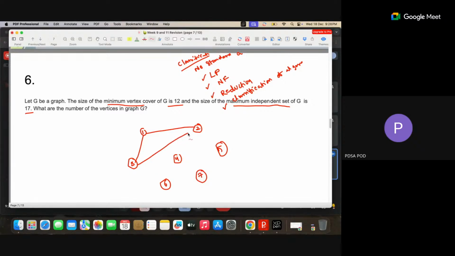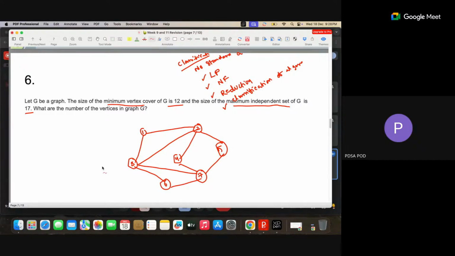3 connects to 2, and 2 connects to 4, and 2 connects to 5 also. 4 connects to 7, and this is 5. 6 connects to 7, and this connects to this. 3 connects to 7. Let's take this. This is one graph.